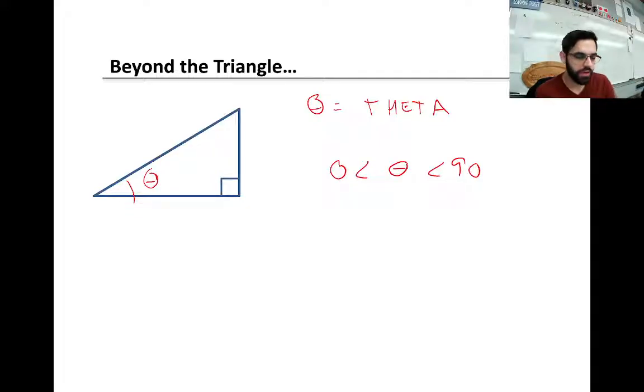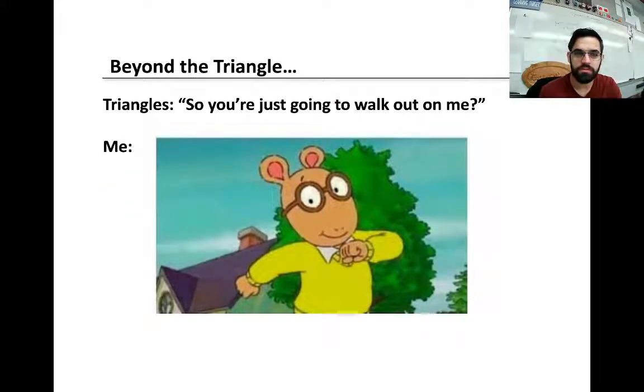And so in order to do that, we need to get rid of our current definition of trig functions, which means we need to say goodbye to triangles for a while. Please appreciate my humor.